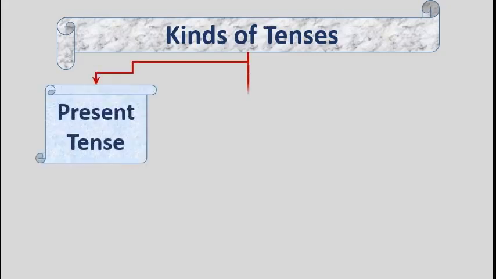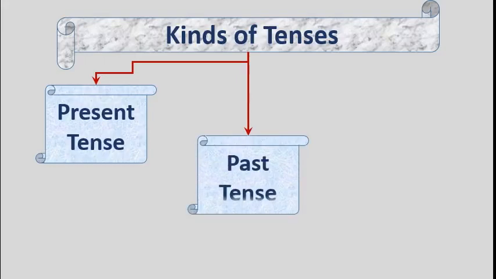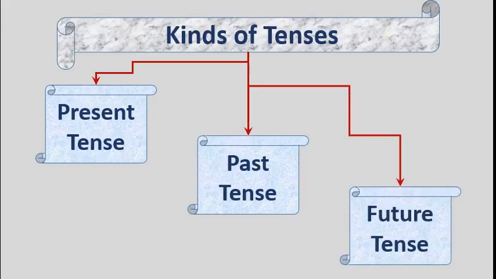Let's see how many kinds of tenses there are. Number 1, present tense. Number 2, past tense. Number 3, future tense. So, there are 3 kinds of tenses: present tense, past tense and future tense. Present tense shows present time, past tense shows past time and future tense shows future time.